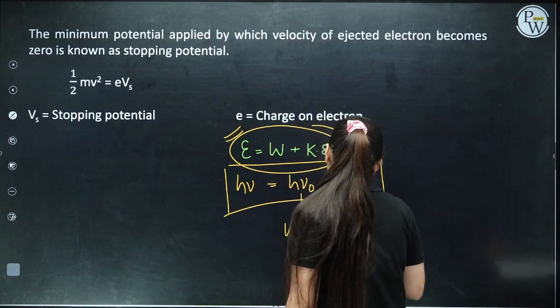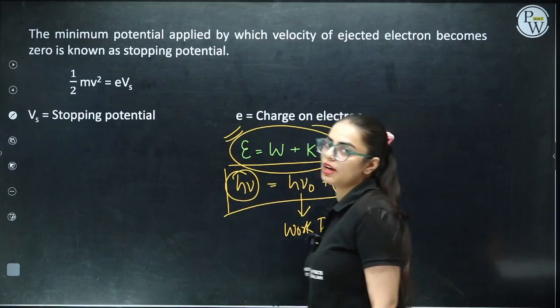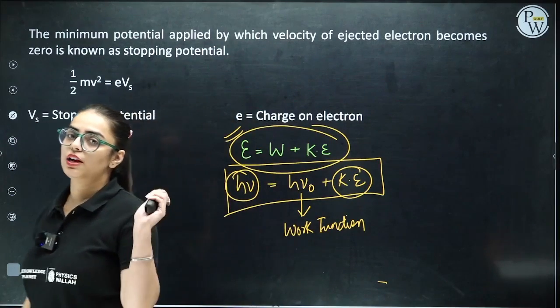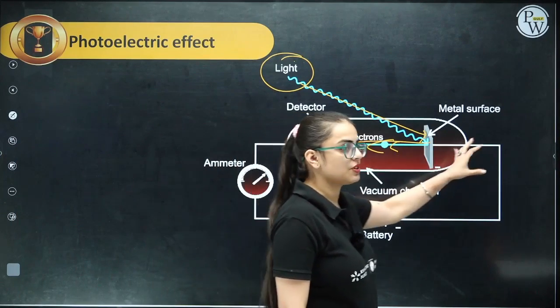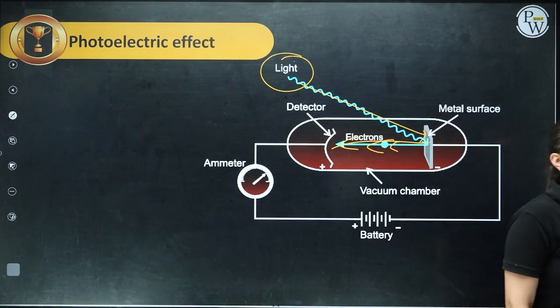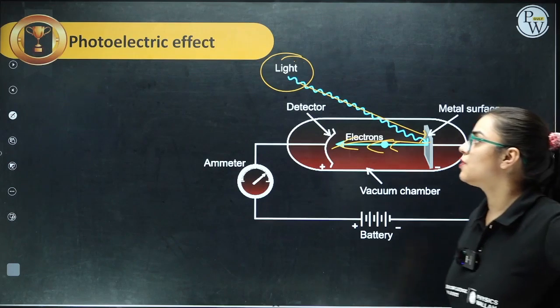They will give you this value, and they will ask you the value of the work function. Again, repeating: you are bombarding a beam of light at a metal surface and it is liberating some electrons, and with the help of a detector, you are detecting it. The smallest particle of energy is the photon over here.